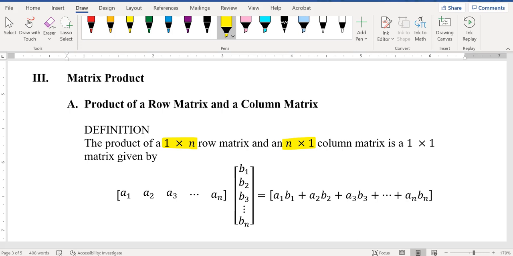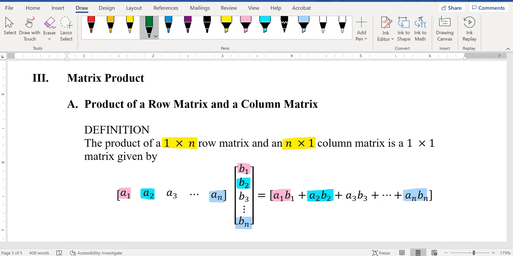Now, I'm not going to read that out. What I want you to notice is that you're going to take the first element in your row matrix, multiply it by the first element in your column matrix. Then you're going to put a plus. You're going to take the second element in your row matrix and multiply it by the second element in your column matrix. Plus all the way until the nth element of your row matrix and your nth element of your column matrix.